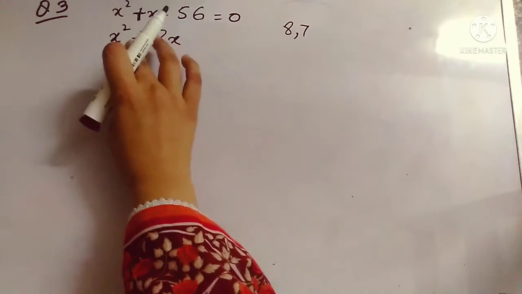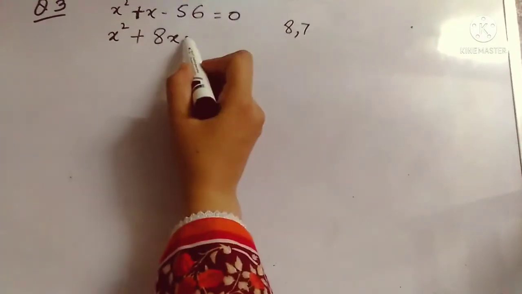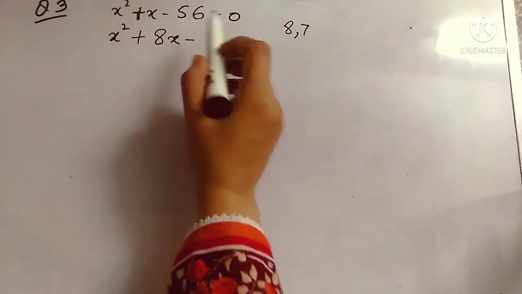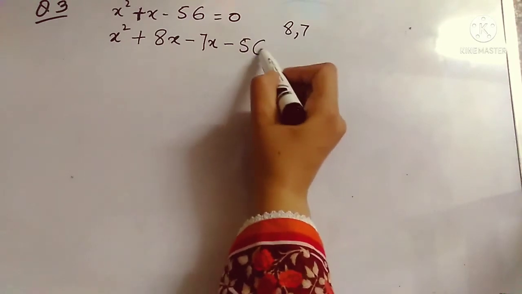Now you have to choose the other sign. What should be the other sign so that you can get 1? So if it's plus, the other sign should be minus, because when you subtract 7 from 8, then you will get 1. Now write down the last term as it is, and is equal to 0.